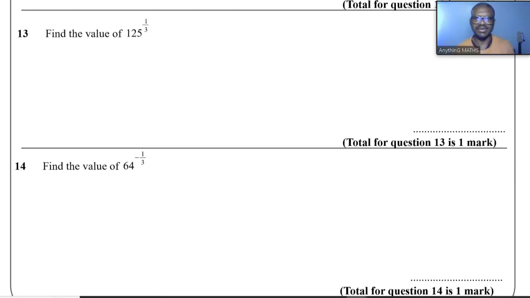Let's solve the first question. It says find the value of 125 raised to the power 1/3. We can write this as the cubic root of 125. And the cubic root of 125 is 5.